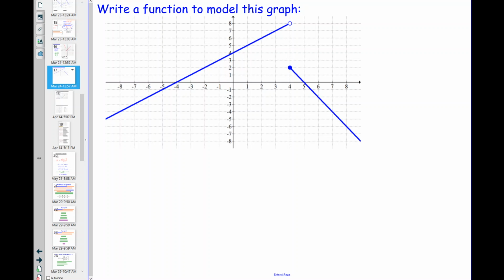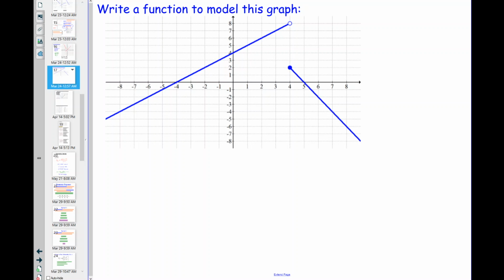Write a function to model this graph. Without giving you too much info, I wouldn't freak out too much about these. I haven't seen too many of these on the quiz and test. I'm going off the top of my head, but I don't really remember too many of them. But these are regressions. The ones where you're going backwards, they're giving you the graph and you come up with the function, but it's still something that's good to know.